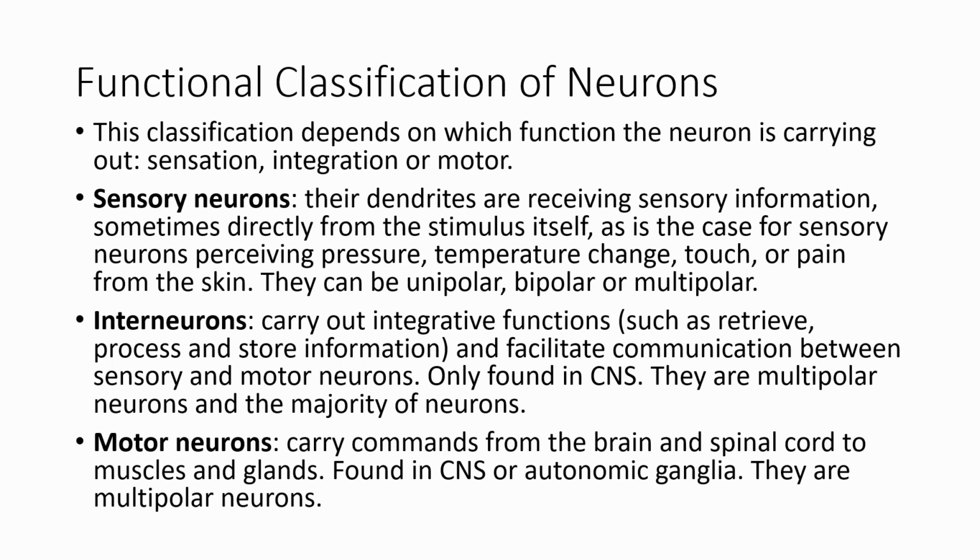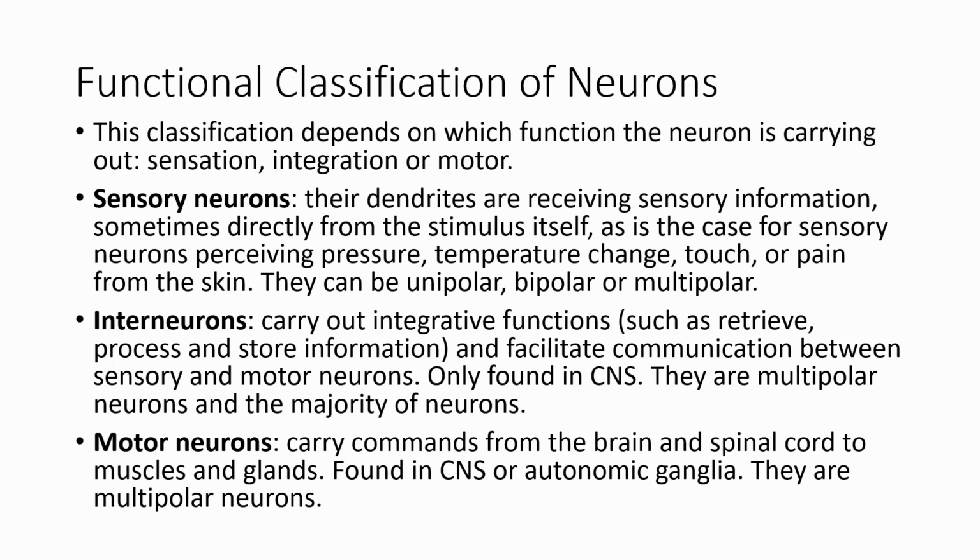The interneurons are going to do the integrative functions: the retrieval, the processing, and the storage of information. They're also going to help communicate between the sensory and motor neurons. Interneurons, this is a big thing, are only found in the central nervous system. You will not find interneurons in the peripheral nervous system. That's an easy thing to ask about. You should know that one. We see multipolar neurons for these guys, and most of the neurons we have are interneurons, right? So this is super common.